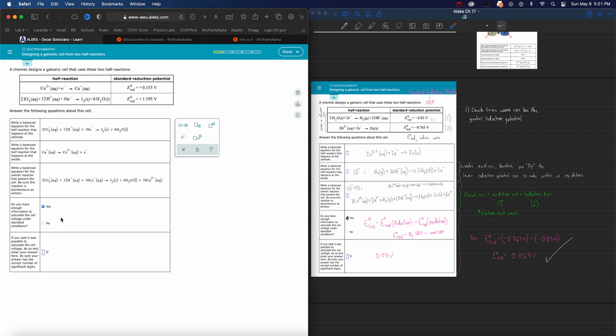Do we have enough information? Yes, and the only difference now is that you subtract these two, the smaller standard reduction potential from the larger standard reduction potential. You'll see that here.